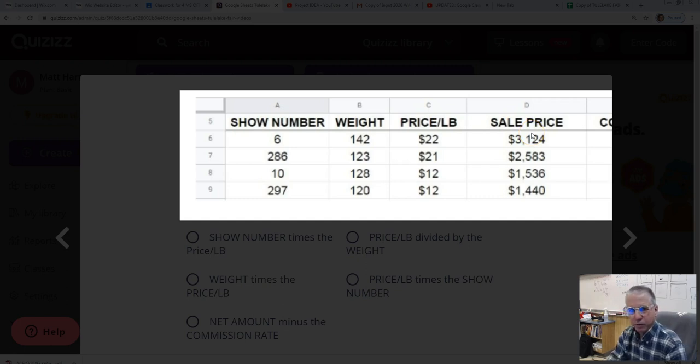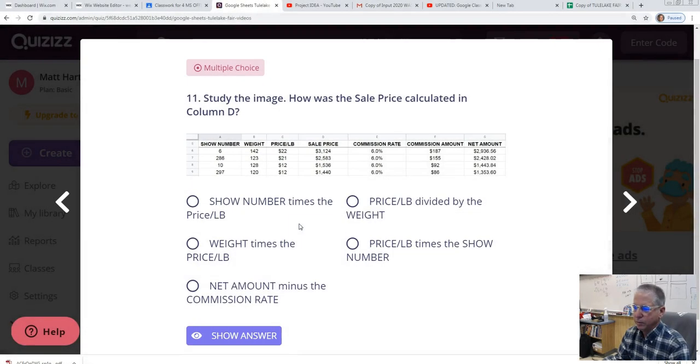Because of the commutative property of multiplication, you could multiply this either as D6 times C6 or as C6 times D6, and arrive at the same answer. Let's see what our choices are. Show number times price per pound, definitely not the correct answer. These are labels. Weight times price per pound. That sounds very reasonable. Let's see what else is out here.